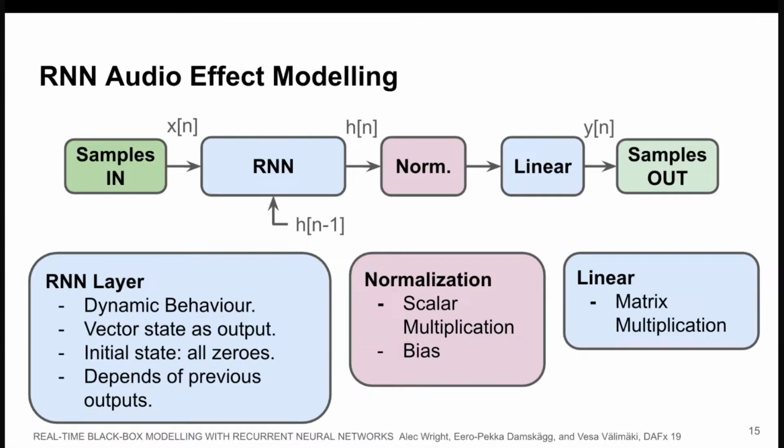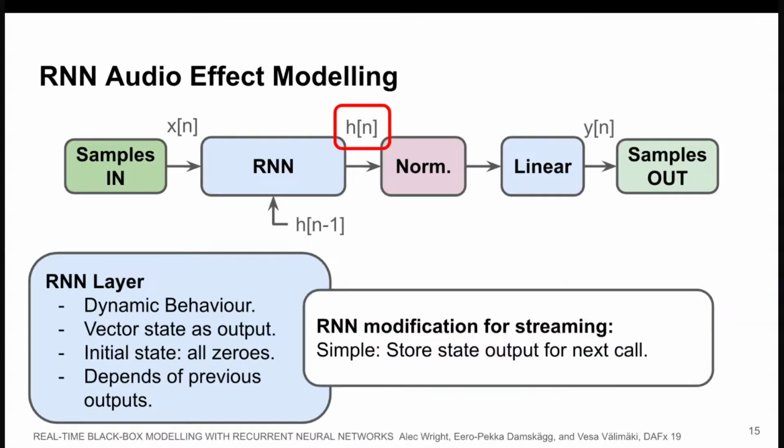So when we are running this model in streaming, how can we support it? How can we support inference when we need this model to be called over and over again with new samples? The modification that we need to do for streaming is really simple. We just need to store the state output so that it is available as the previous state for the next call.